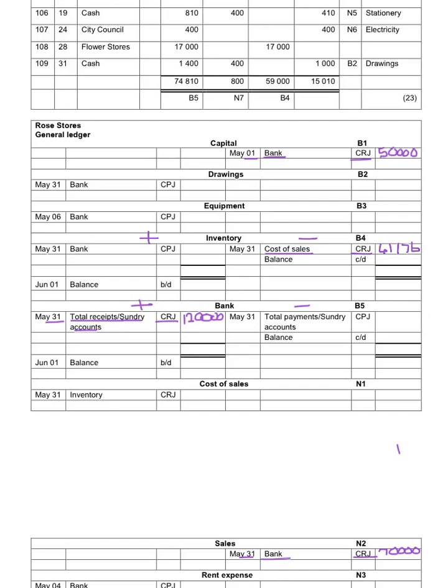In the cost of sales account, we will debit the expense to increase the expense, to show that expenses increase on the debit side. The account that was credited was inventory. So here again, you can't write cost of sales.